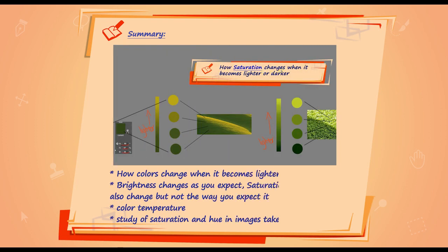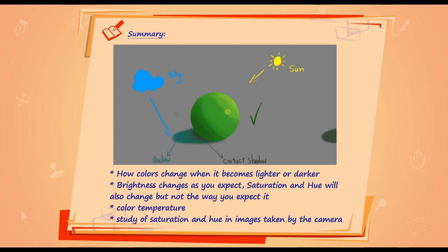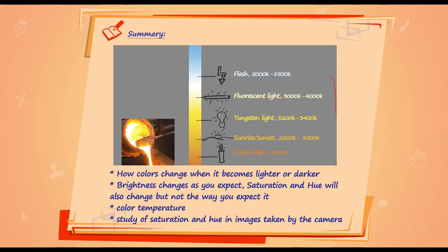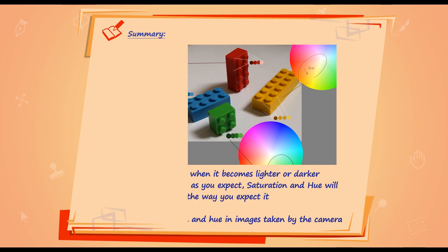In this part, these items will be explained. How colors change when it becomes lighter or darker. Brightness changes as you expect, saturation and hue will also change, but not the way you expected. I will also explain color temperature, which is very important in color theory. We will also study saturation and hue in images when the images become lighter or darker.